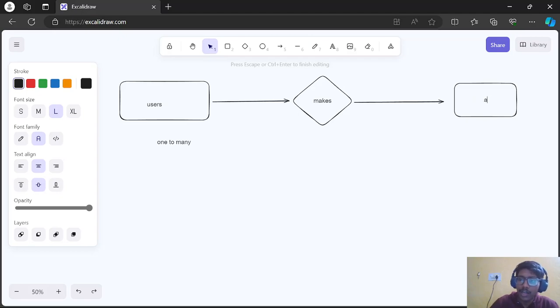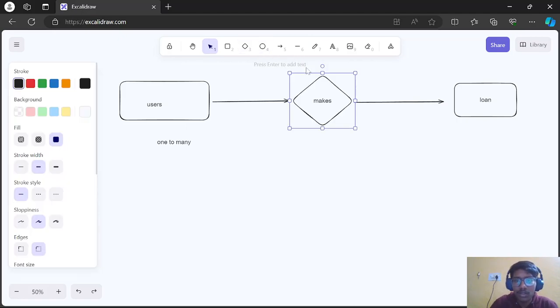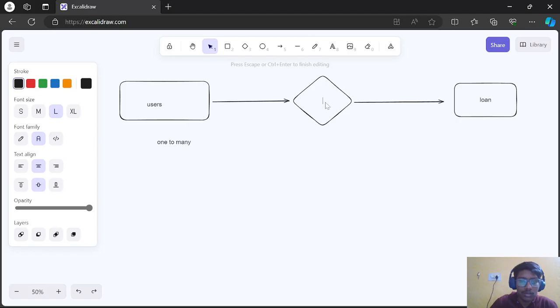A user will take a loan, right? So that means a user takes a loan. And what kind of relation can this be? Many, of course. A user can have multiple loans facilitated through the CRED app. A single user may have taken more than one loan, with each loan recorded with a separate unique user loan.